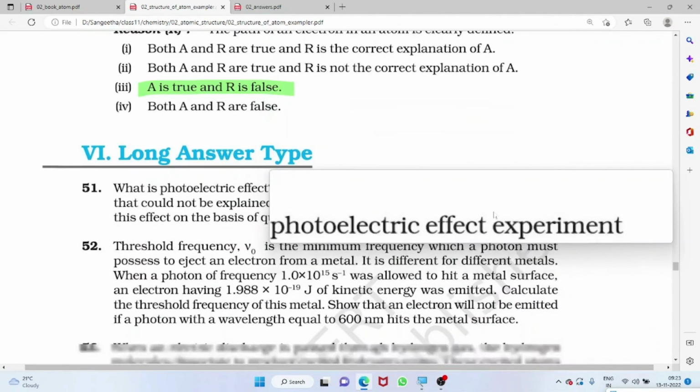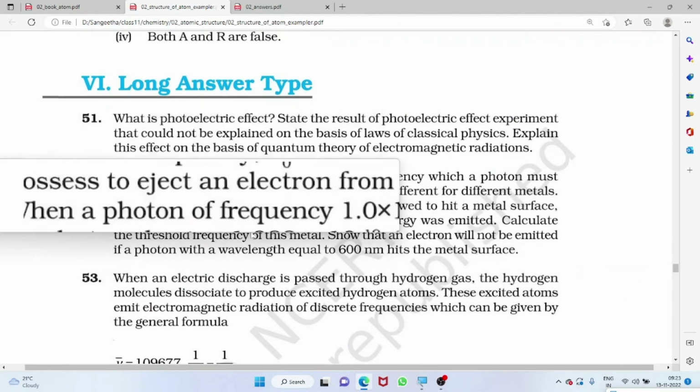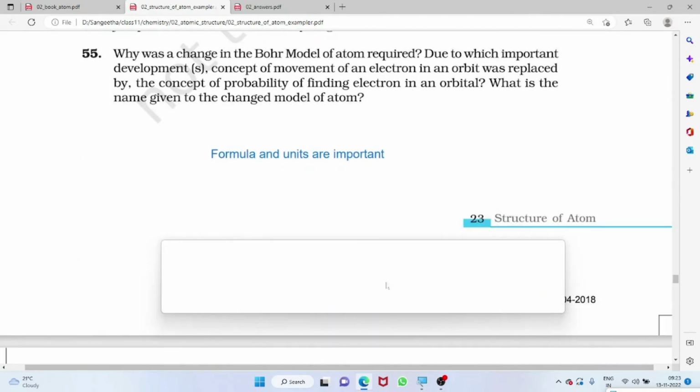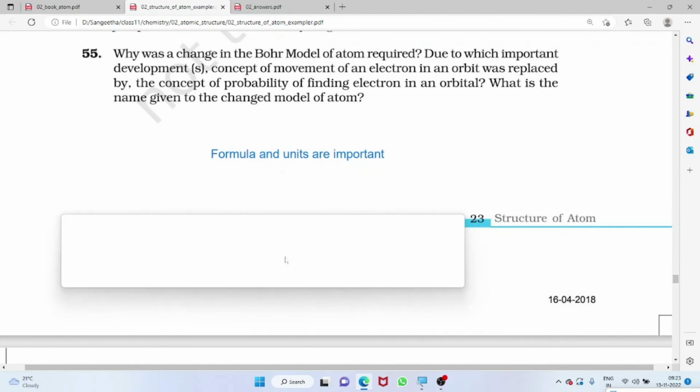Okay, so you can go through the book and answer these long answer types. The important thing is, for every formula the units are important. So you have to take care of the units while solving the formula.